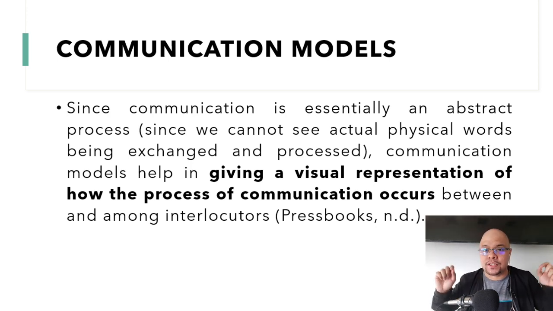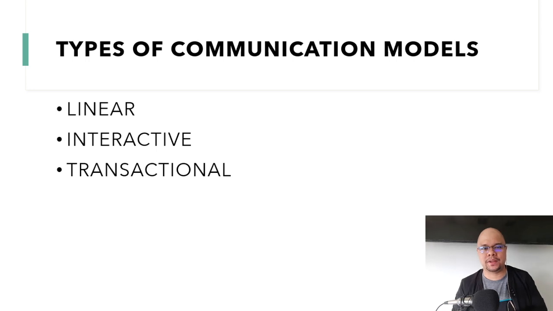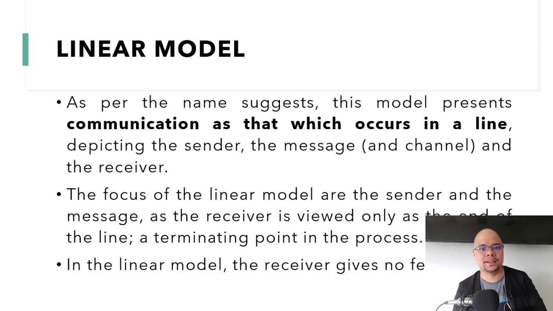Now, for us to understand what's going on, we need to assign visual representations of that communicative event. And to do that, we have these communication models. We have three: the linear, interactive, and transactional. You have to understand they are arranged in increasing complexity, beginning with the linear model.